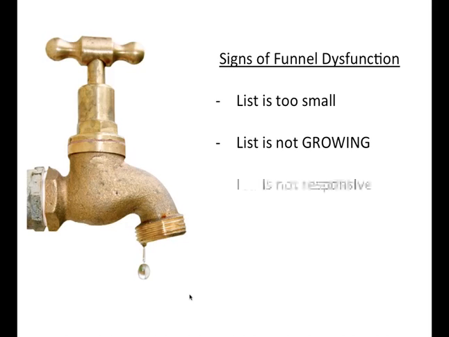The second is that the list is not growing the way that it should be. If the list is only growing because we refer a client here or there, and we don't have any automated funnel that's bringing clients in while we sleep, while we eat, while we're on holiday or vacation, then we have some funnel dysfunction going on. The last thing is that our list is not responsive. Perhaps that's because we've not been giving great content. Perhaps it's that we've left our list alone a little bit. We haven't known what to do with them.